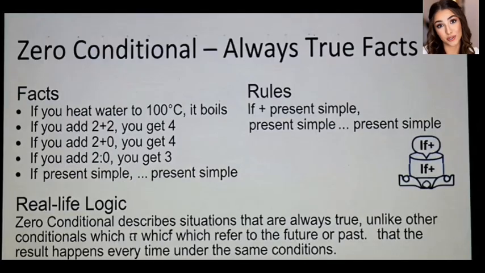Today, we start with the zero conditional. This structure is used to talk about things that are always true. These are facts, rules, and scientific results. When something happens, the result always happens too. There is no future imagination here. There is no past regret. Zero conditional shows real-life logic. If one thing happens, the result is always the same. That is why it is very important for clear and fluent English speaking.